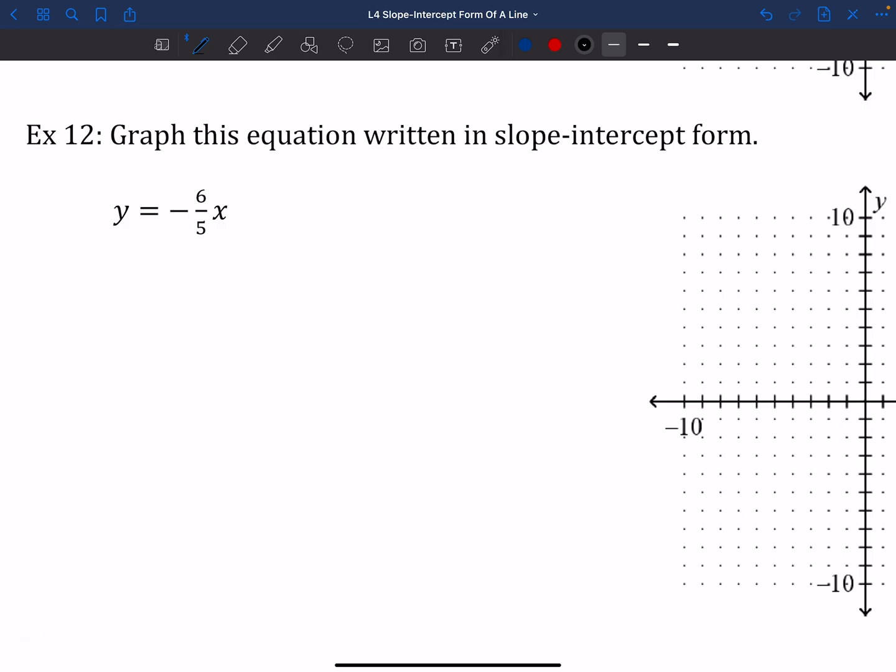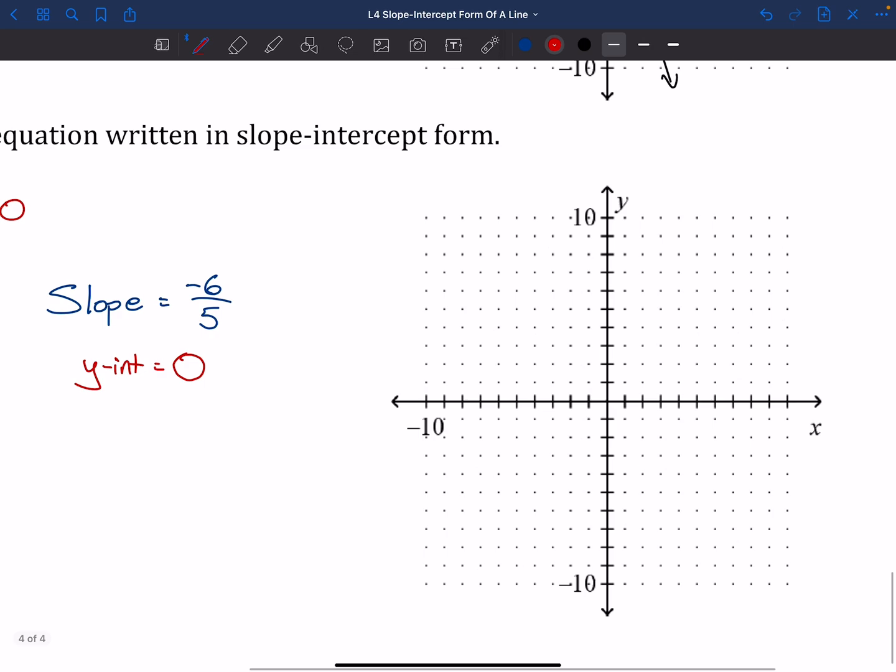So hopefully you gave that a shot. Same kind of deal as some of the other ones. Slope is right there for us. It's -6 over 5. Again, I suggest putting that negative sign on the top, but, you know. And then as for our y-intercept, it's that invisible plus 0 that's there. So my y-intercept is at 0.